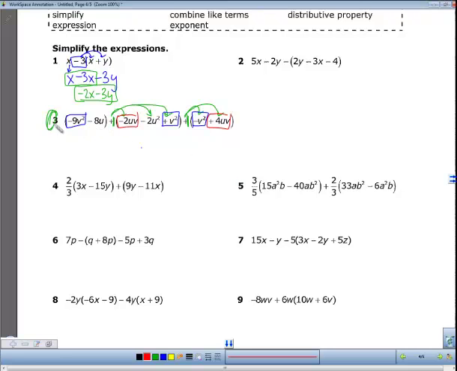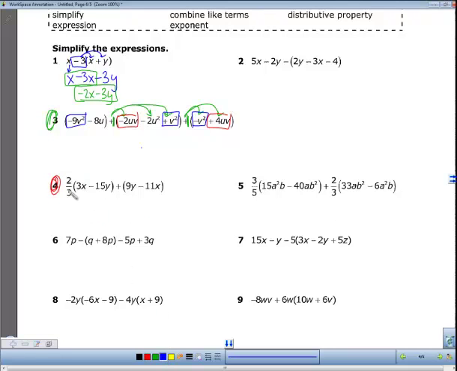Okay, so go ahead and finish up this problem, combine like terms, simplify, do everything that you need to simplify the expression. Okay, number 4 looks a little bit more complicated. Okay, but one step at a time and we will get through it.